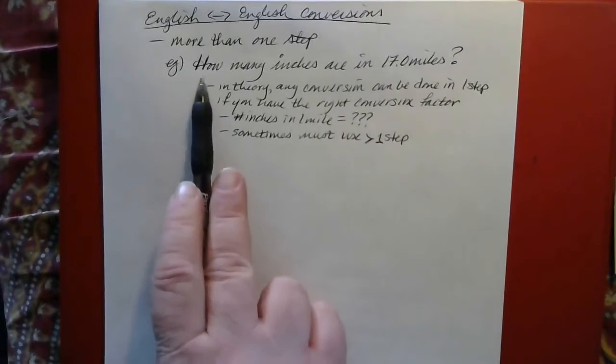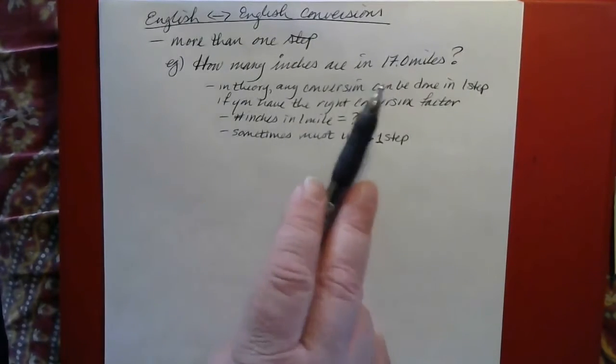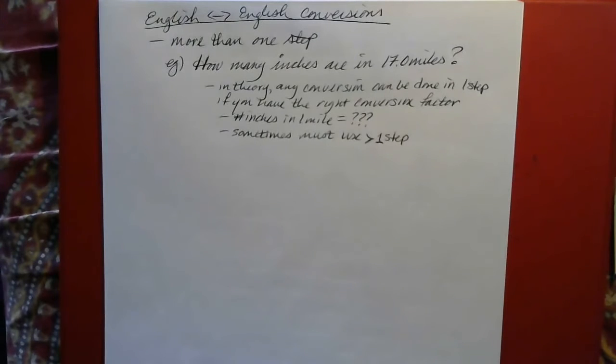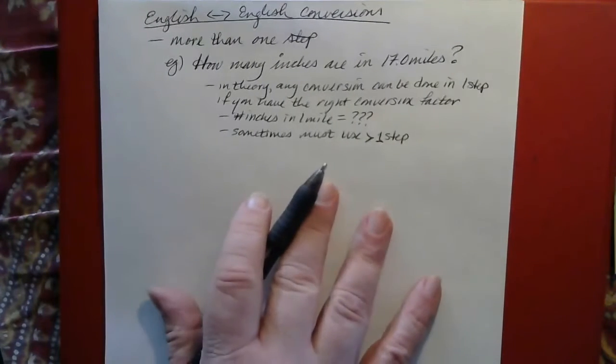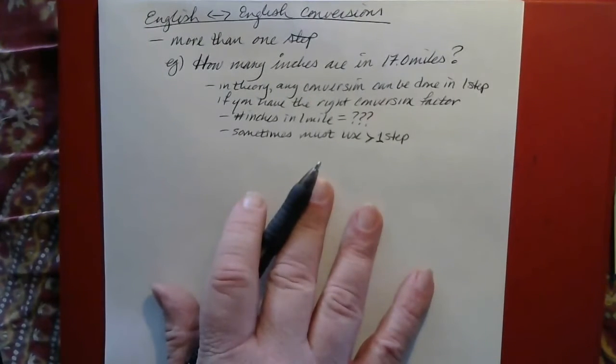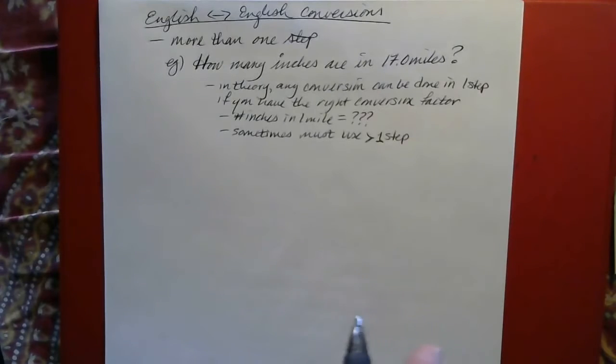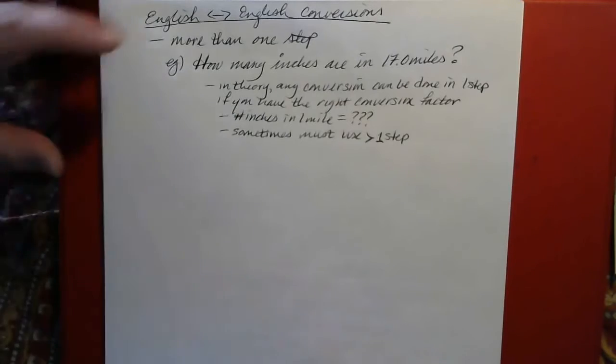But for instance, in this case, how many inches are there in 17 miles? You would need to know how many inches there are in a mile. And I don't. You could probably look it up somewhere, but why waste time on that when you can just resign yourself, in some cases, to using more than one step and using conversion factors that you know or that are easy to find, and then you can get the same answer.